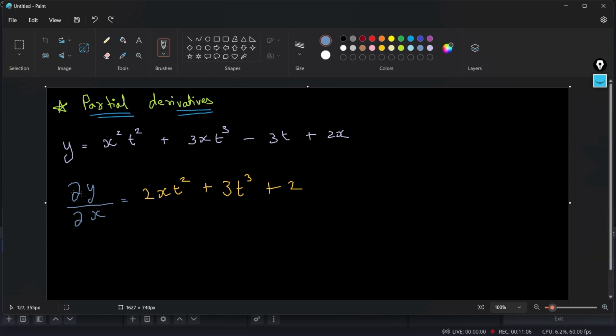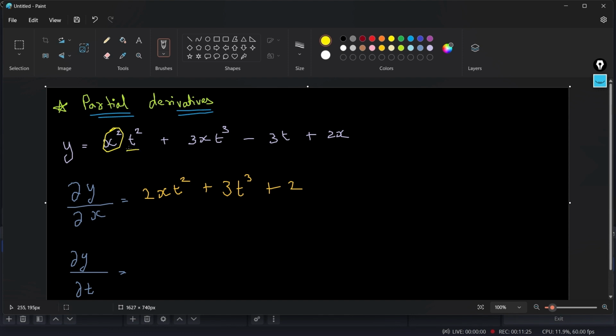And here is the output for the partial derivative of y with respect to x. Now I can do the same exact thing for the partial derivative of y with respect to t. In this case, what is constant? Tell me guys, what is constant? It is x, right? So all the terms with respect to x are now acting like a constant. So over here, this x square is going to be a constant.